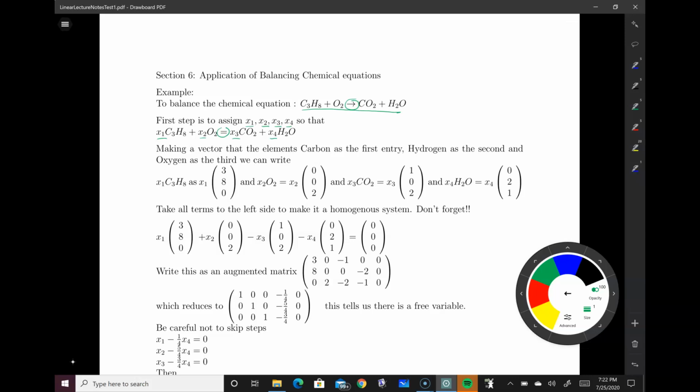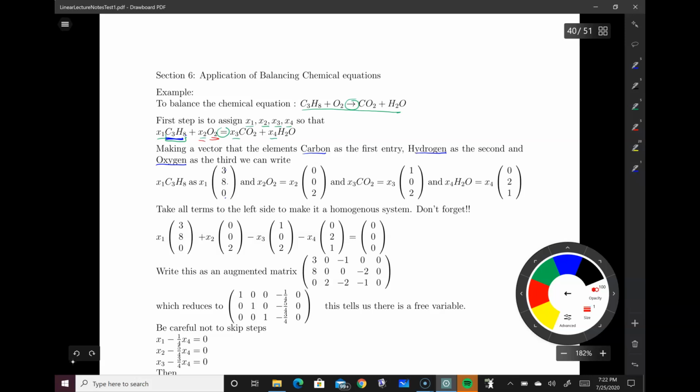Then I need to write each of the chemicals as vectors. Let's make sure we're staying consistent here. I'm going to say the carbon is first, the hydrogen is second, and the oxygen is third. So for this term right here, I have 3 carbons, 8 hydrogens, and no oxygens.